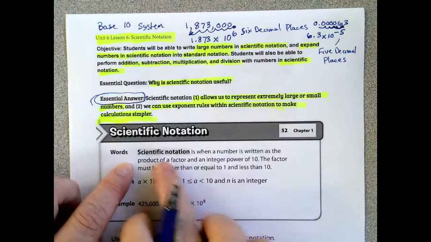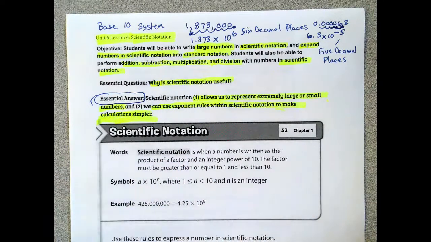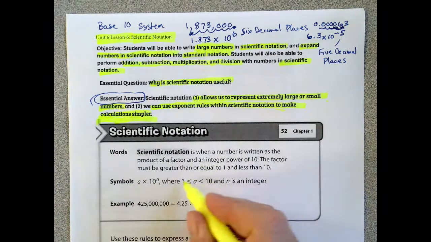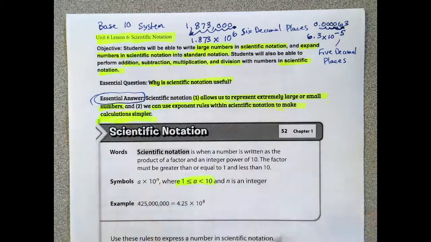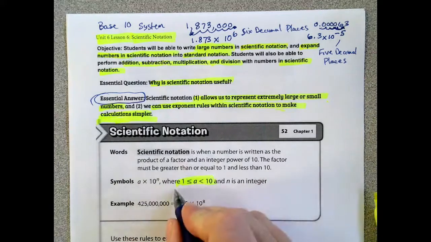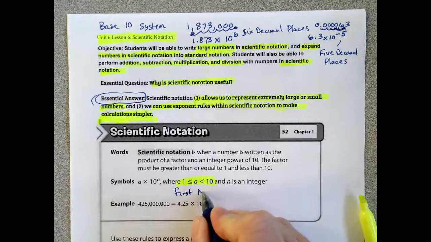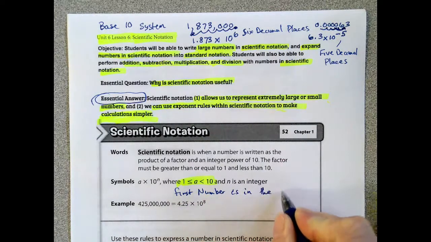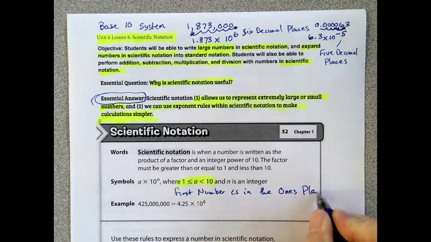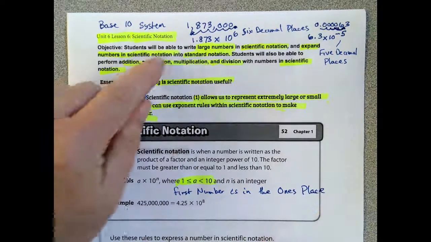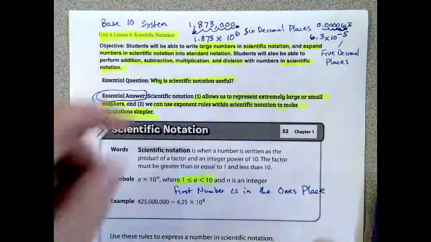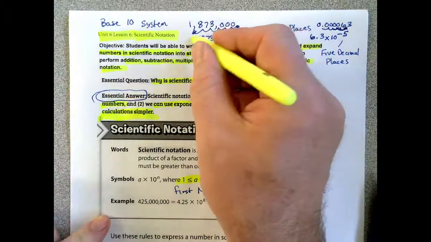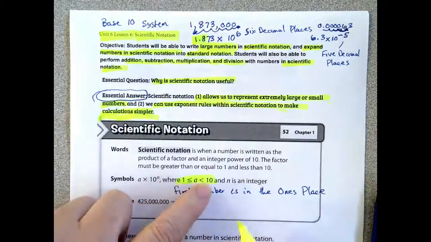And we talked about scientific notation. One of the biggest things here is the lead number has to be in the ones place. That means it's between 1 and 10. That's the first number. You see that in the top example. We moved it so that this number is between 1 and 10. 1.8 is between 1 and 10.